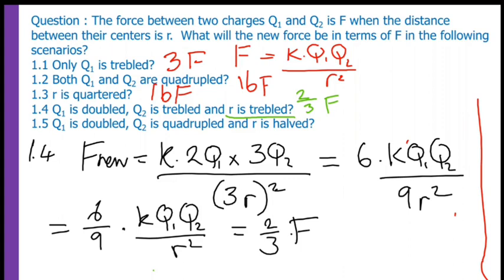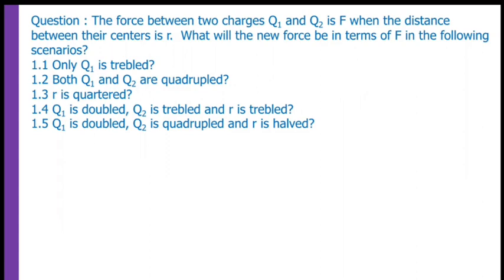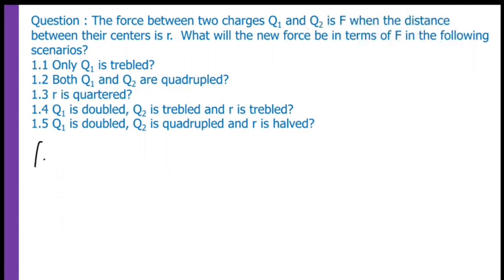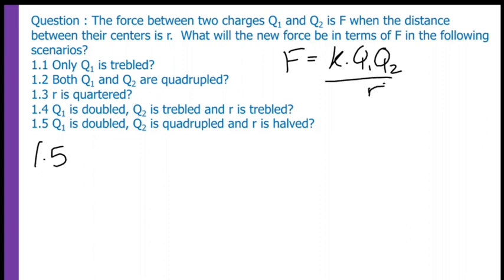Okay, right, let's move on to the last question. 1.5. F equals K Q1 Q2 over R squared is our general formula. Now we're told Q1 is doubled, so the new force is going to be 2 times Q2 is quadrupled. Quadrupled means times 4, and the distance is halved. So we know that the distance is halved. We can work this one mentally.